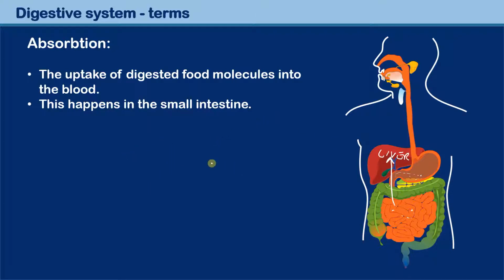So important for this, and this is going to be explained in another video, are the so-called villi. The villi in the small intestine increase the surface area for absorption. So there are many blood vessels in the small intestine which carry the nutrients away.